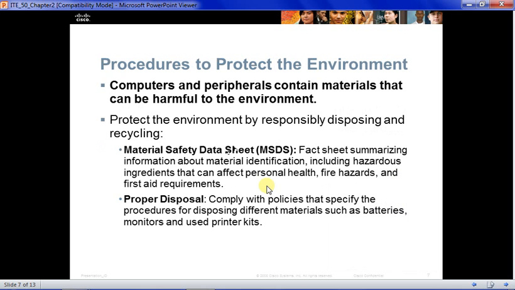So we have some procedures to protect the environment, because our computers do contain hazardous materials, so you just don't ever want to throw them out.